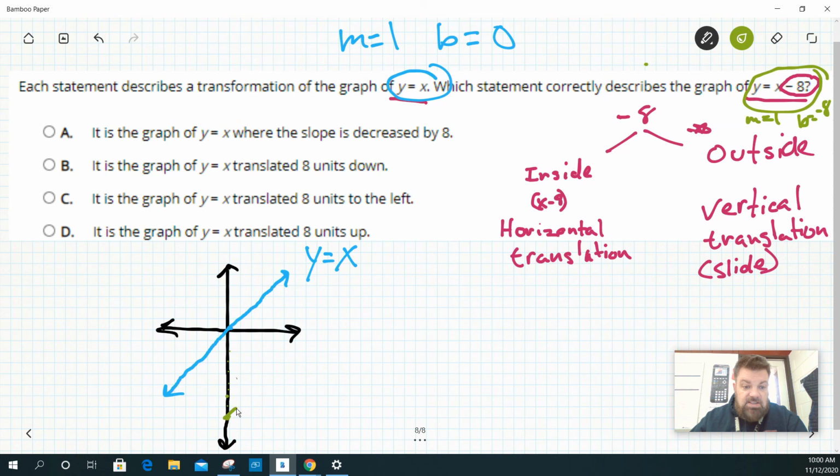That's where it crosses the y-axis, and it's still up 1 over 1, and down 1 over 1. So this is y equals x minus 8. So all that does is it takes this graph and shifts it down 8 units. That's it.